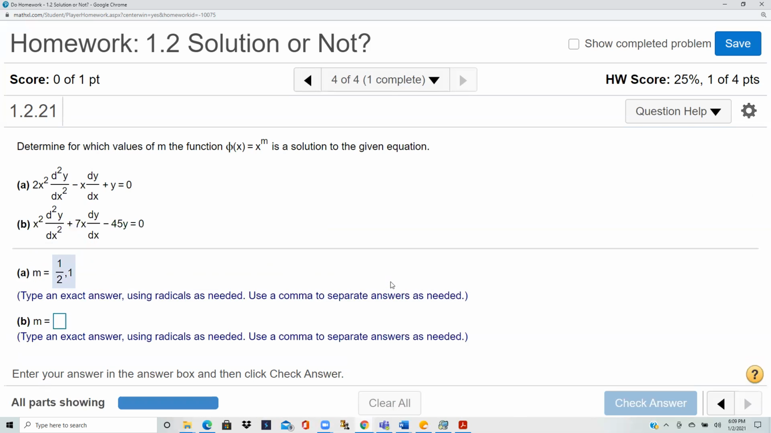Okay. And then you do the exact same business in this equation, and I leave that for you. And that finishes the section.